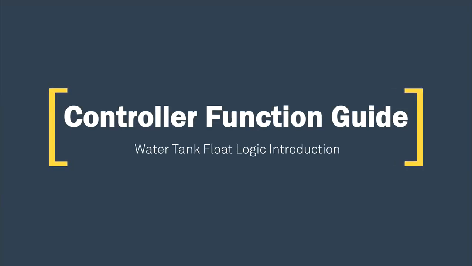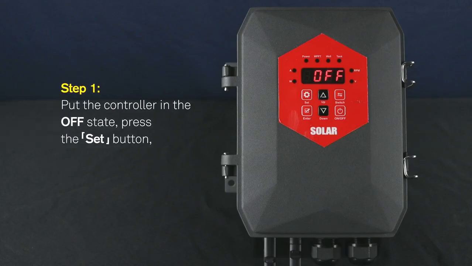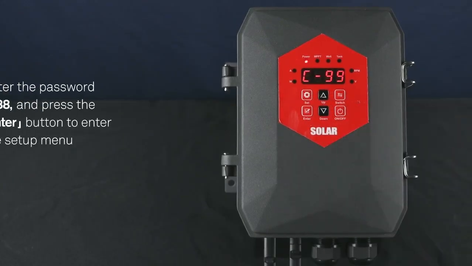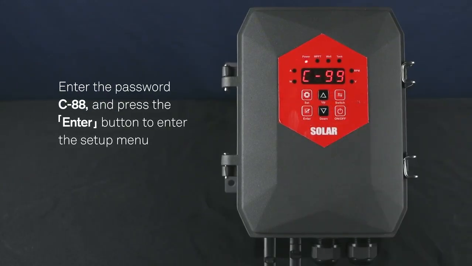Controller Function Guide. Water Tank Float Logic Introduction. Step 1. Put the controller in the off state. Press the Set button. Enter the password C88 and press the Enter button to enter the Setup menu.